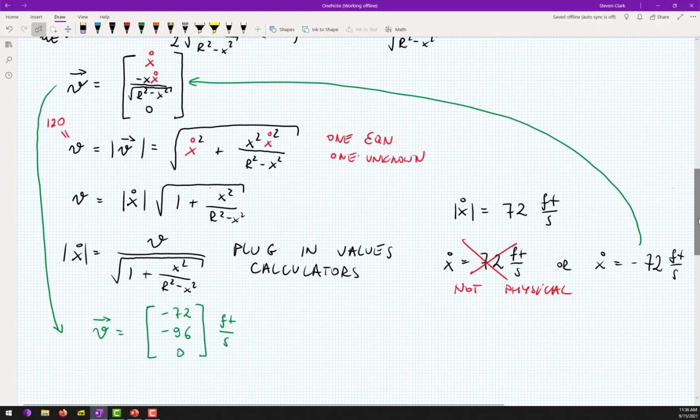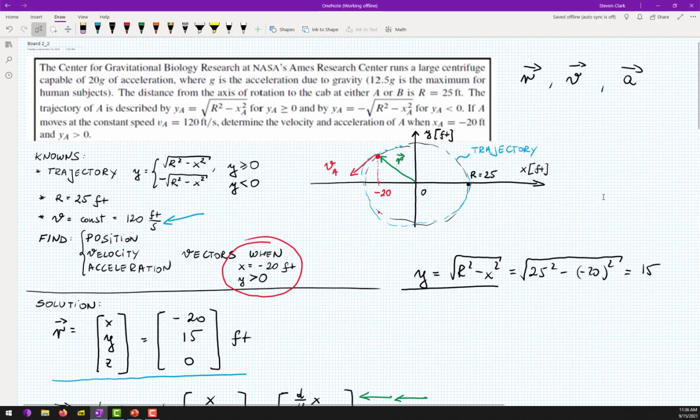And there was one more question. Did you figure that it couldn't be positive 72? It could only be negative 72? Sure. It can only be at this point. Because look, if I draw components of our vector, this is my x dot, and this is my y dot, basically.